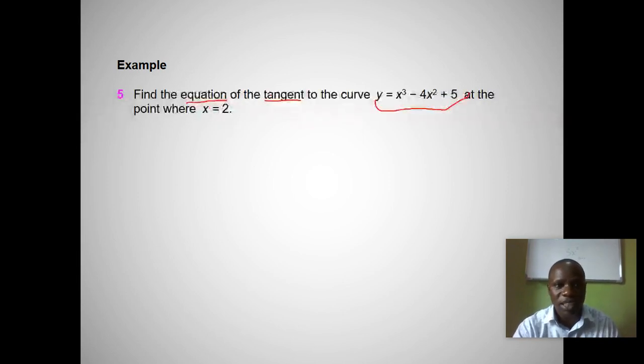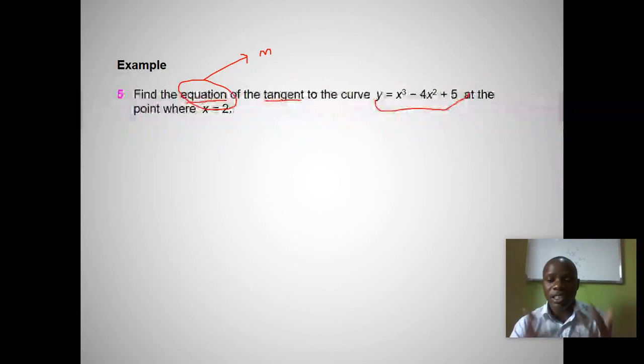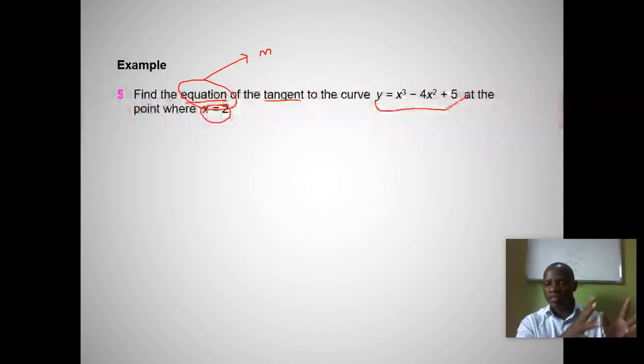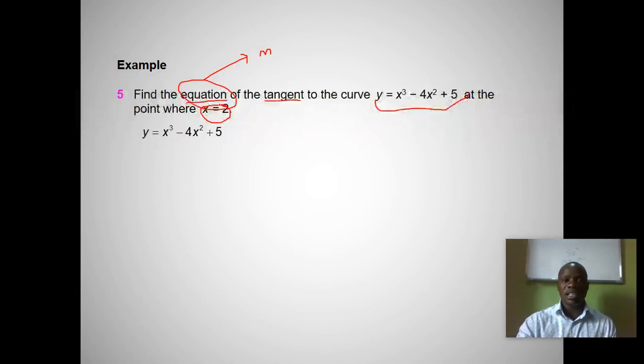As long as this word comes, the equation has a gradient. So as long as we have a question asking for the gradient in some form, we have to differentiate. After we differentiate, we can then place a 2 where x is. So that value, we place it, and then we're going to have the gradient. And then when we have the gradient, we look for c by substituting x and y into y is equal to mx plus c.